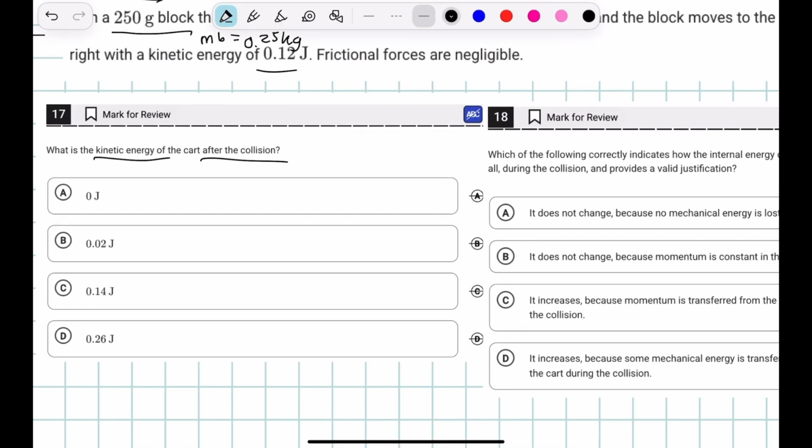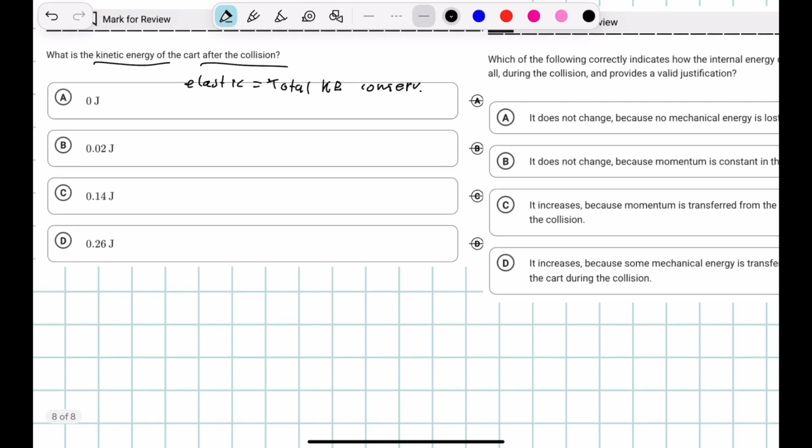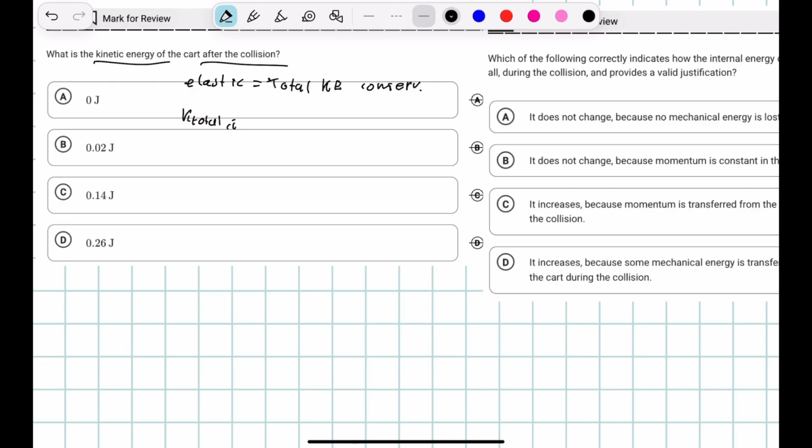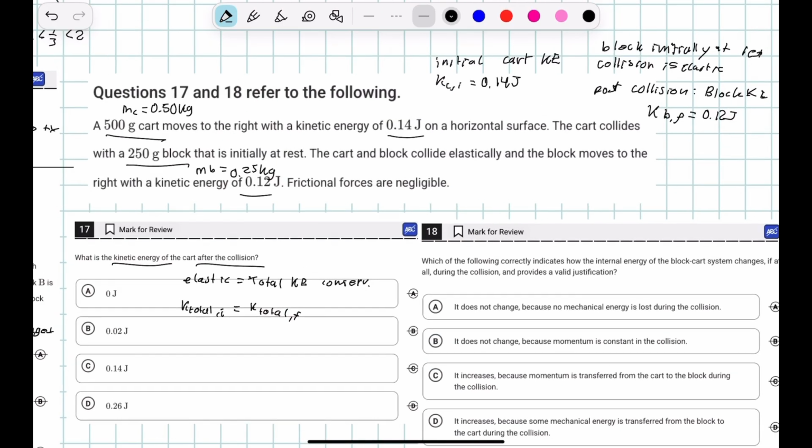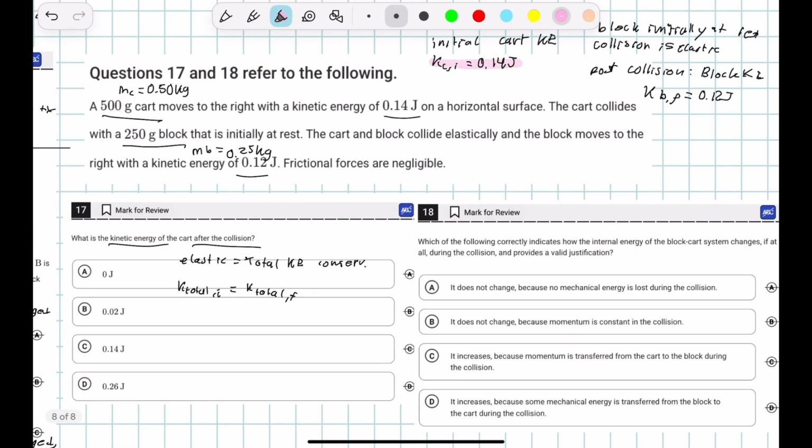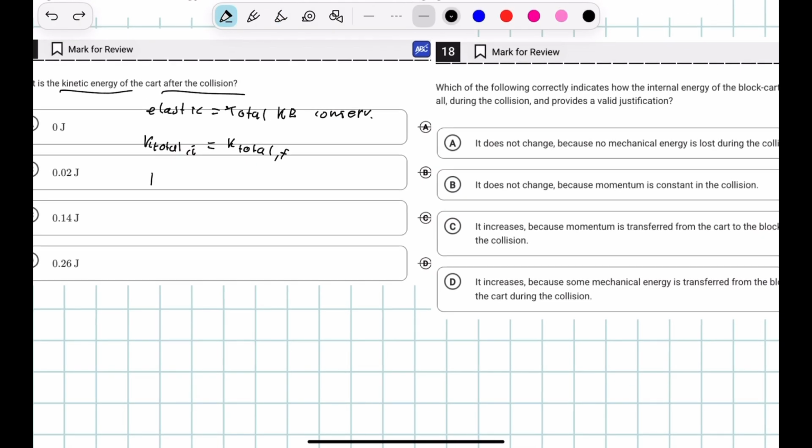So we know that because it's elastic, right? Elastic means that total kinetic energy is conserved, conservation of energy. So then you can write that K total I is equal to K total F, right? The initial total kinetic energy, Ki, was up here. Ki was 0.14, no, that's not the total though. So K initial is equal to 0.14 joules, right?